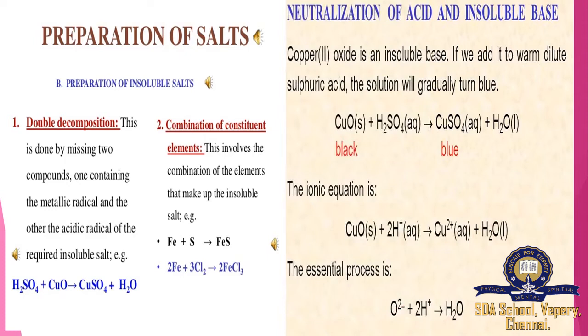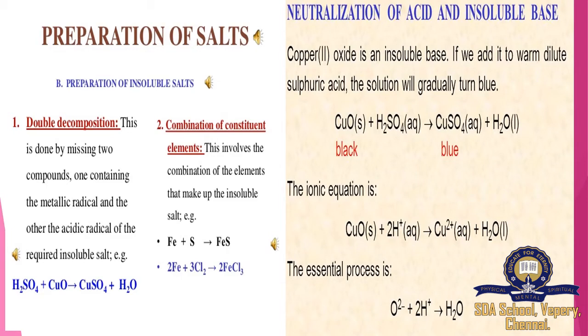Our next method is neutralization of an acid and an insoluble base. So we are neutralizing this acid. Copper 2 oxide is an insoluble base. If we add it to warm dilute sulfuric acid, the solution will gradually turn blue. Here, the copper oxide in a solution is black in color. When it reacts with sulfuric acid, it becomes copper sulfate. So when it has copper sulfate, it turns blue in color and water comes out.